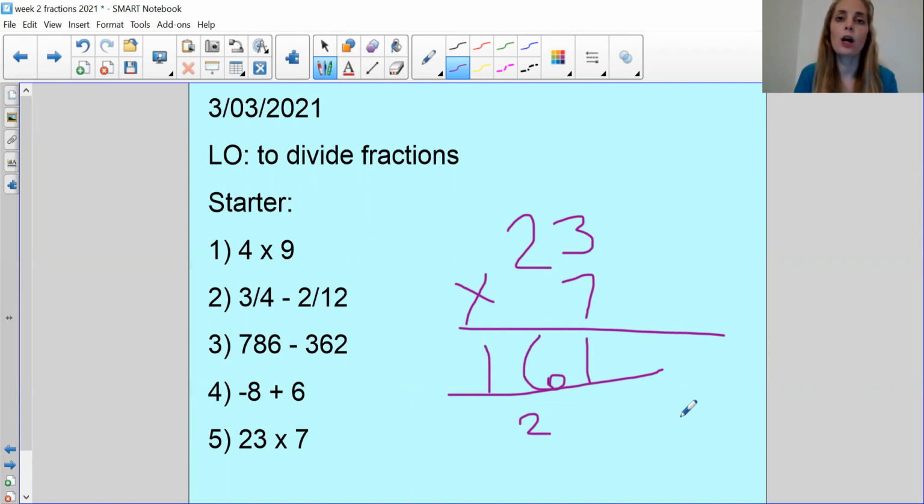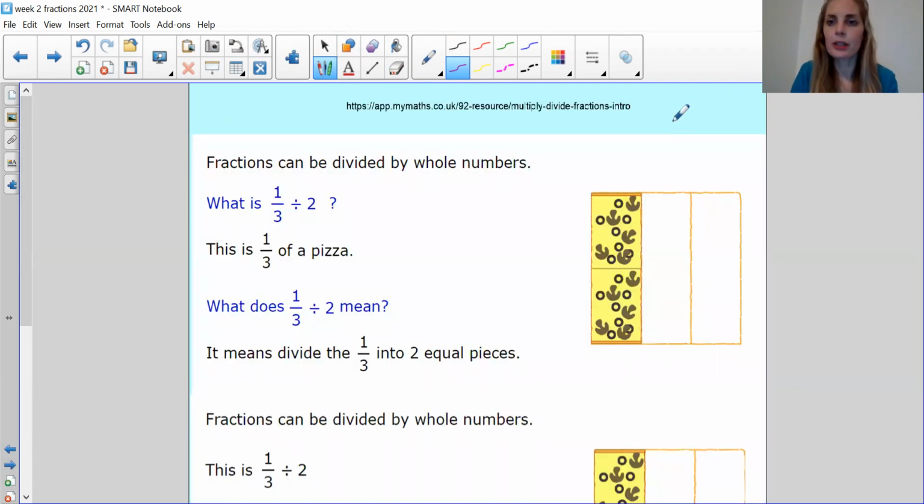Remember, your starters are going back to previous learning that we've done in the weeks of Year 5 and in Year 4 and in Year 3. So we're making sure we're revising those concepts all the time so that we're not losing that knowledge. As I said, we're going to be looking at our learning objective today, which is dividing fractions. We're going to look at this pictorially. So we're going to look at it as a picture first, and we're going to try and understand how we get to the answer, and then we're going to look at the method.